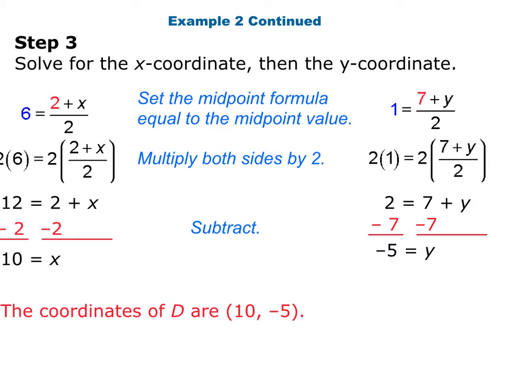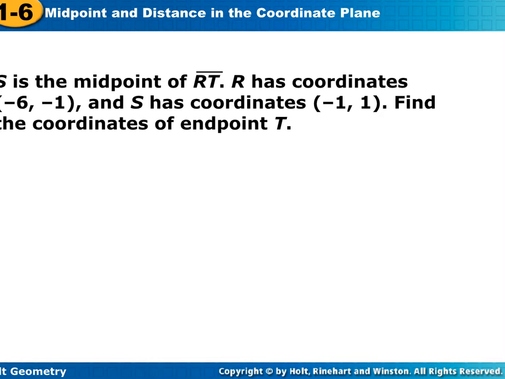Think about what I just did. This was one endpoint, this is the other endpoint. So I'm averaging those together to come up with the coordinates of the midpoint. We're going to try that method and not graph it. Okay, so next question here. S is the midpoint of RT. Okay, so put midpoint, S. R is -6, -1. S is -1, 1.